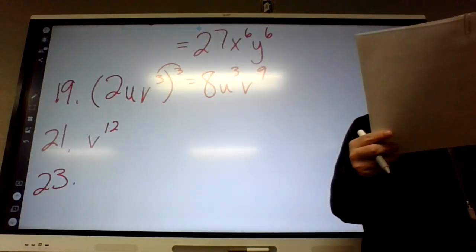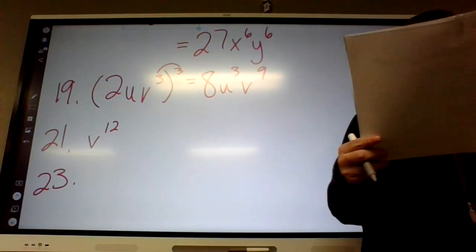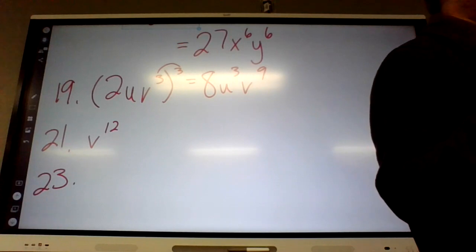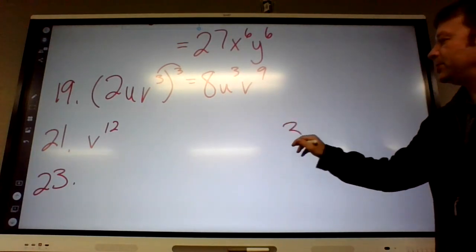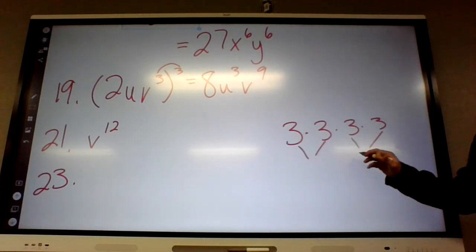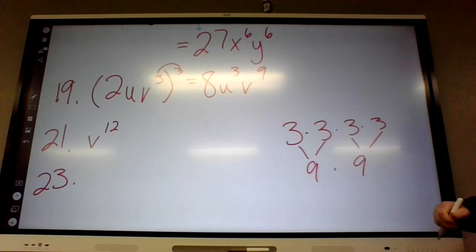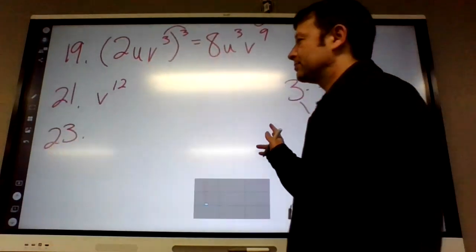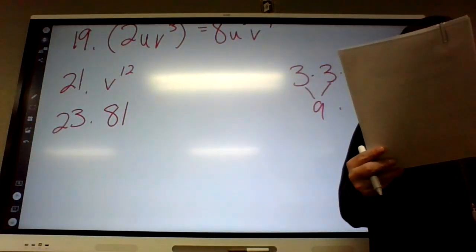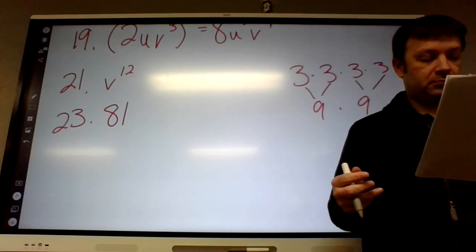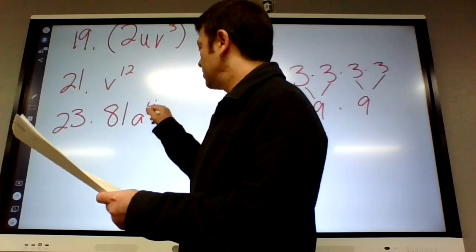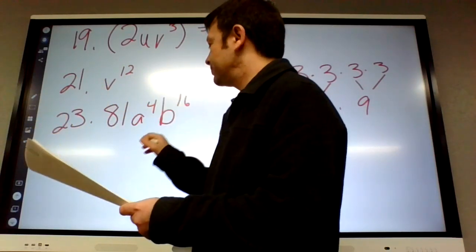This one looks familiar. Olivia, 23. Okay, 3 to the 4th, that's kind of a big number. Well, you could use a calculator. You guys know how to plug this in on your calculator? Here's kind of an easy way. 9 times 9. It's basically 9 times 9. Anyway, it's 81. Then what comes after the 81, Olivia? A to the 4th, and then B to the 16th.